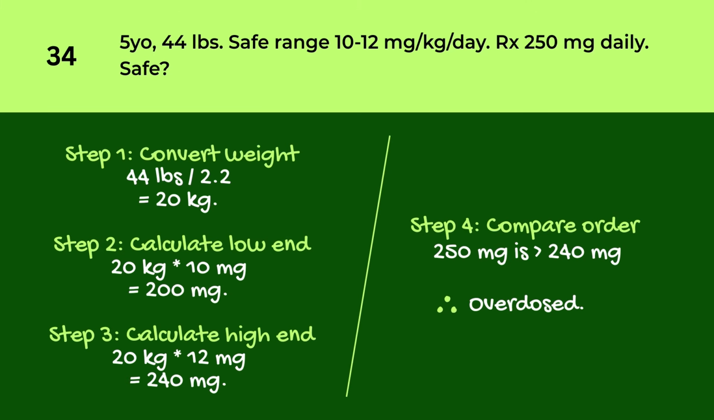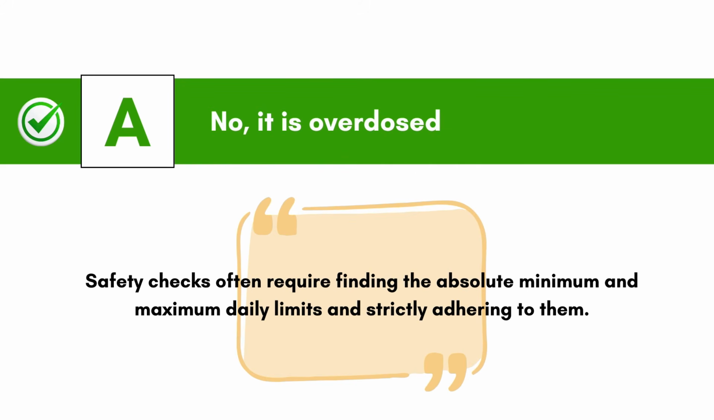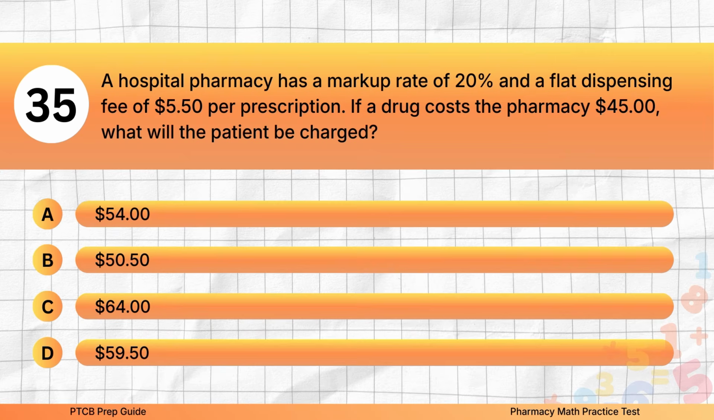Now, compare the doctor's order of 250 milligrams to our calculated range of 200 to 240 milligrams. Lock that thought in. The doctor ordered 250, which is higher than our maximum of 240. Option A is the correct choice. No, it is overdosed. Safety checks often require finding the absolute minimum and maximum daily limits and strictly adhering to them. Let's look at a retail math question regarding pricing.